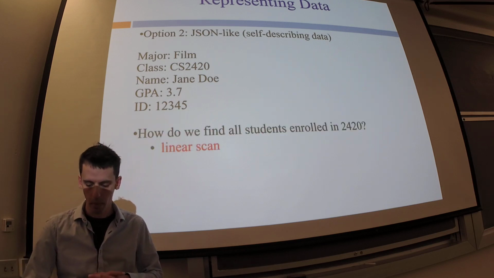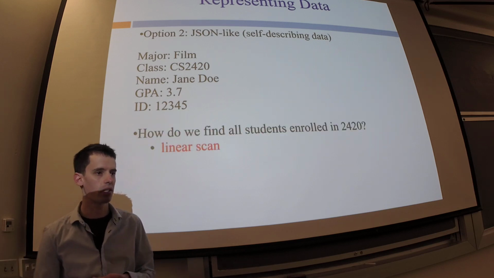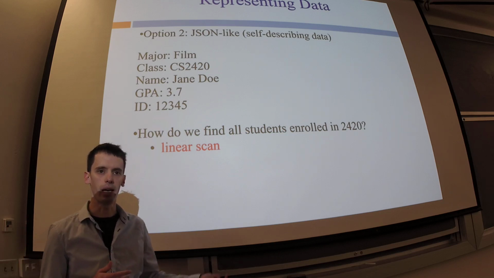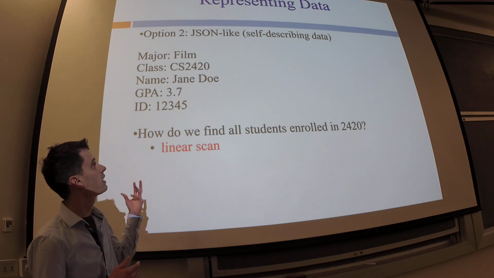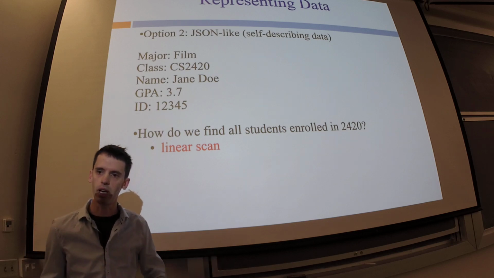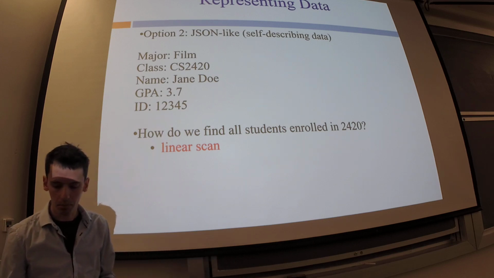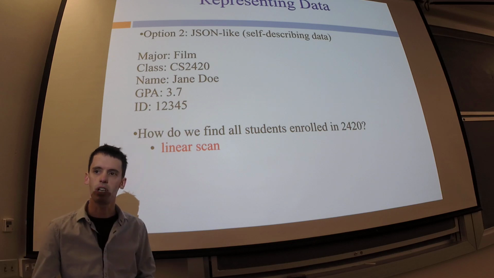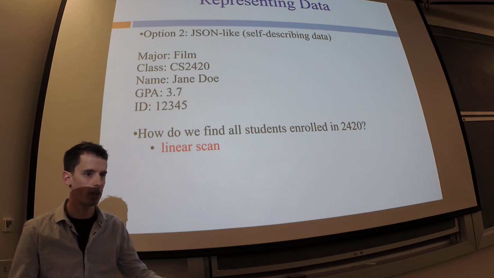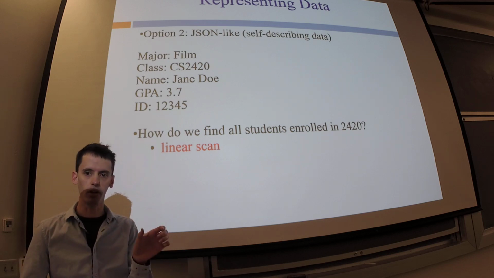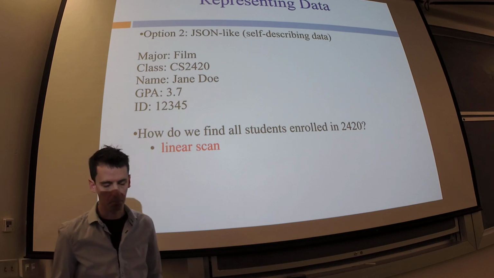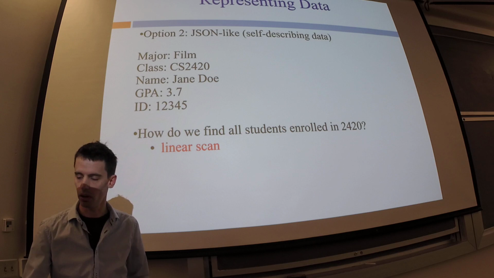Same question though. How would you find all students enrolled in a particular class? Or how would you find a student with a certain name? If all you had was a big text file containing this self-describing data, one record after another, you'd still have to do a linear scan through this gigantic file. At least you know what you're looking for now. If I'm looking for name, I can look for name colon, and then move to the next record if it's not the right one. But it's not going to scale to large data.